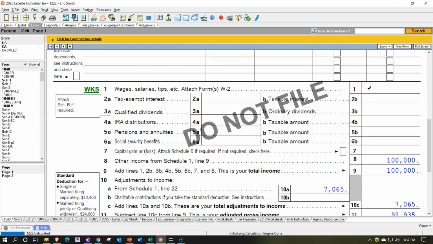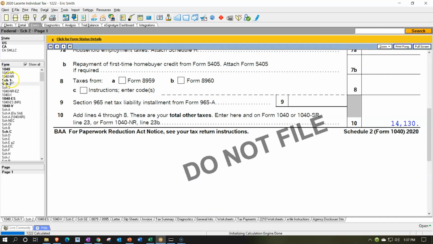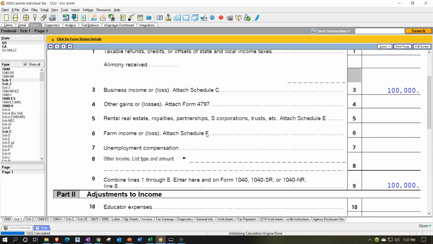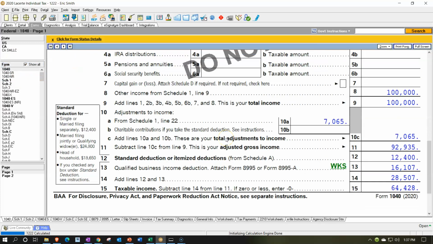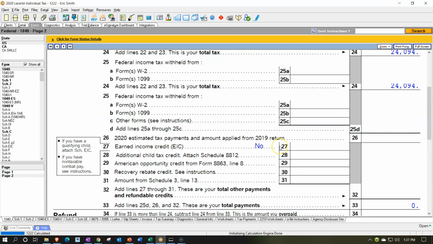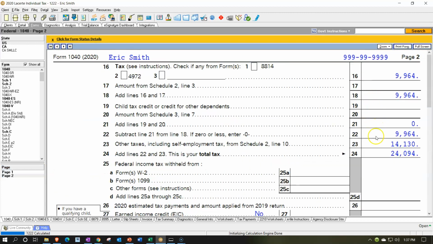We move the 100,000 from line 1 to line 8, it then being supported by the Schedule 1. If I go over to the Schedule 1, we've got the 100,000 here. That flows over to the first page of the 1040. We note that there's going to be self-employment tax calculated on this, and that would be on page 2, one place we can see this. We have not only the federal income tax calculated, but now we have the self-employment tax.